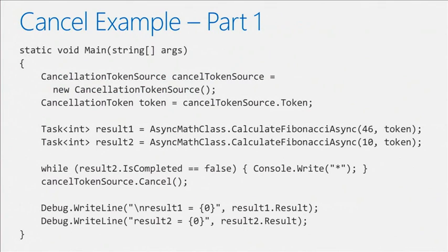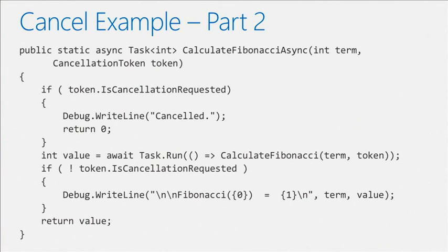So here's an example. The calling routine, you create your cancellation token source, get its cancellation token, kick off a couple of Fibonacci async calculations. Notice I've had to modify it to pass in the cancellation token. We're looping around in a while loop, waiting for the async operation to complete. And then we'll cancel the operations, which if both were still running, they would both be canceled. But the second one is already completed based on this code. But the first one will be canceled at this point.